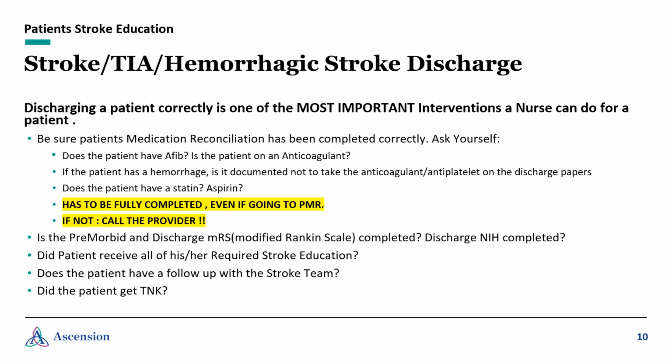If the patient has a hemorrhage, is it documented not to take the antiplatelet or anticoagulant on the discharge papers, especially if the patient had been on one prior to the hemorrhage episode? Is the patient being discharged on a statin, or is it noted in the patient's chart that the patient does not need a statin because the LDL is less than 70?